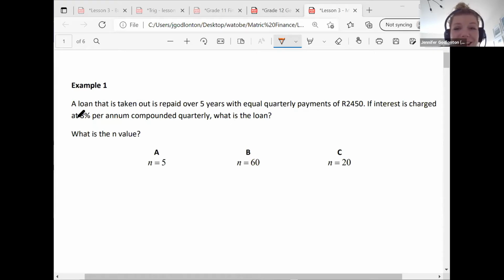Okay, so we have a resounding C. Everyone seems to be very happy with it. Let's hope you're right. Let's go through this question.